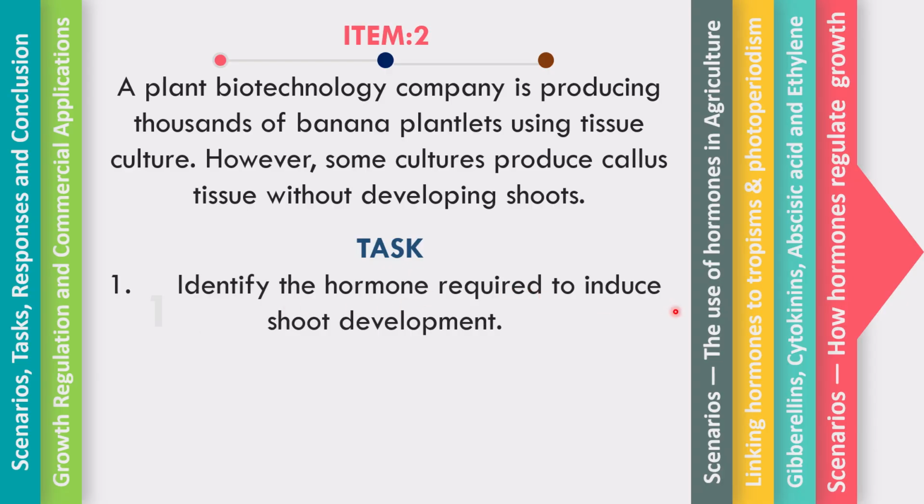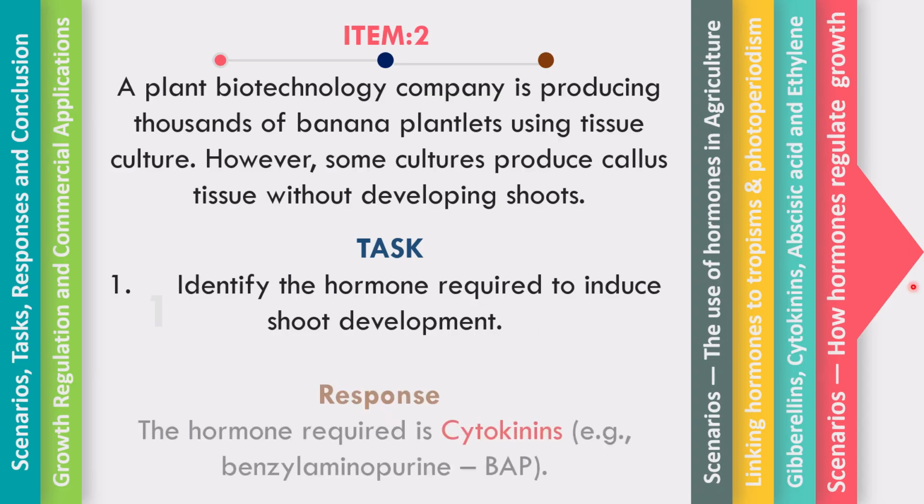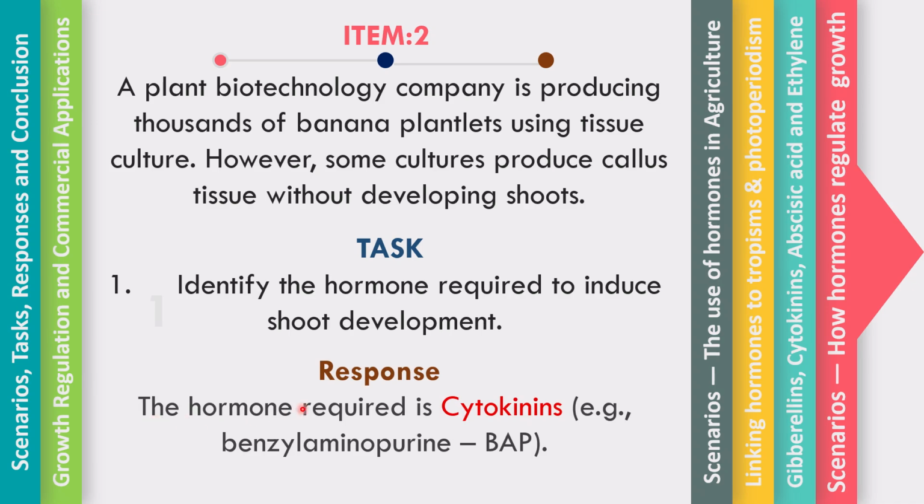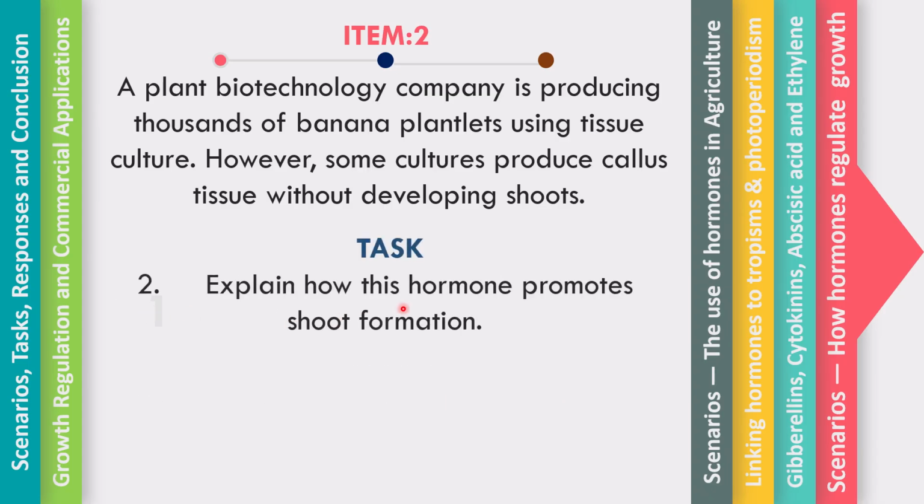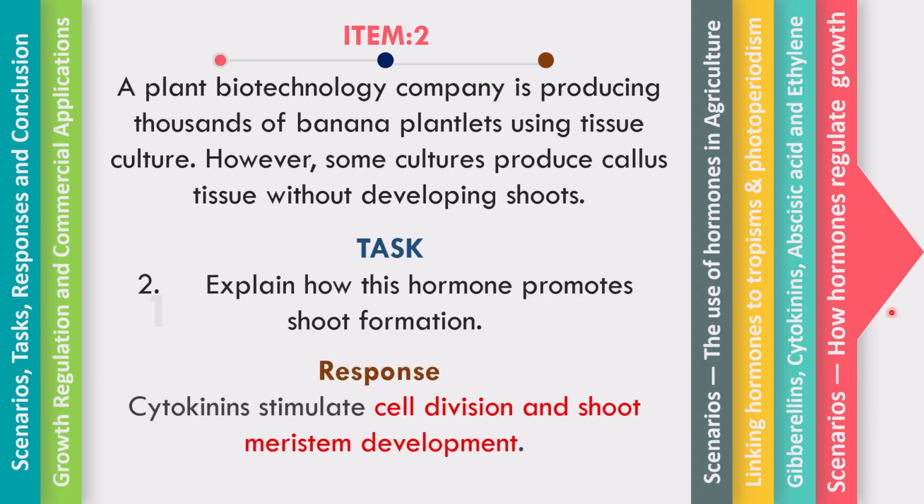Identify the hormone required to induce shoot development. The hormone required is cytokinin, for example, benzylaminopurine, BAP. Explain how this hormone promotes shoot formation. Cytokinin stimulates cell division and shoot meristem development.